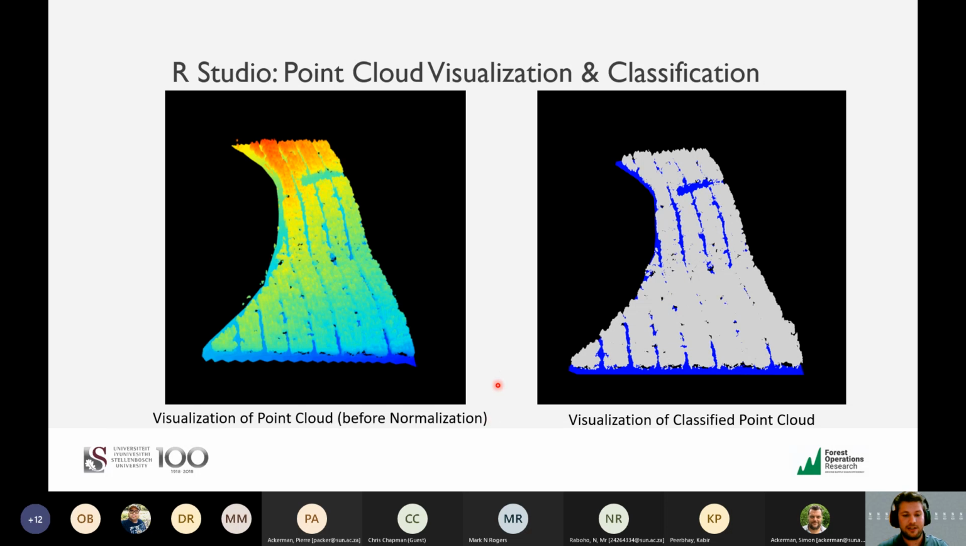Next, after classification, the point cloud was plotted. Classification happens by classifying the ground points and leaving the vegetation as classification 0. These ground points are classified, and these are the blue points down below.